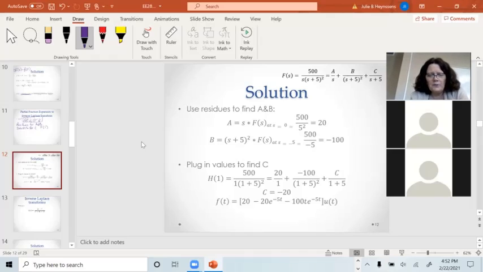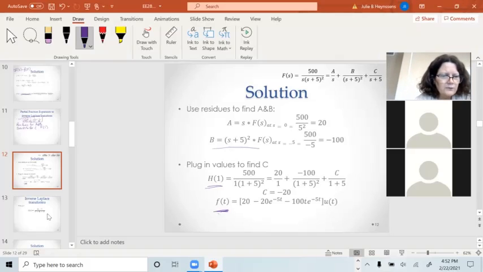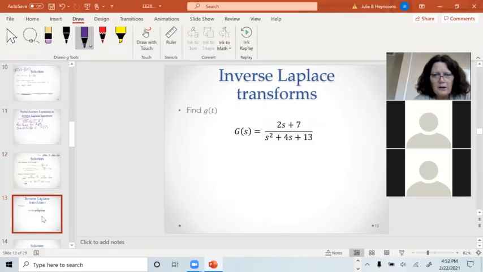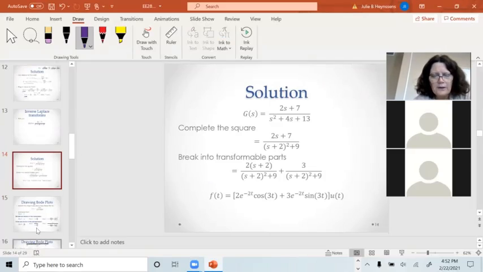And I think what we really need to do is learn this, because everybody's doing the work. I'm not trying to be subtle and tricky. So this is an example where I used residues, I plugged in the value, and then once I get it into this form, I can find the inverse Laplace transform. Do I want to do this one? Yeah, it's in here.